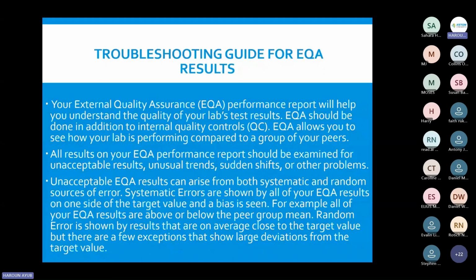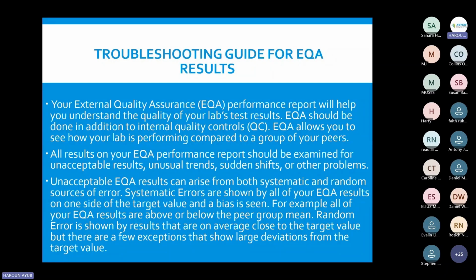While a random error will be shown by results that are on average close to the target value, but there are a few exceptions that show large deviations from the target value. These are known as random errors. You have some results that are very close to the target value, which means that they have performed well. For example, you have sample A with a very good Z-score close to 0, and then you have sample B that has deviated, either on the plus side or the negative side. We call these random errors.